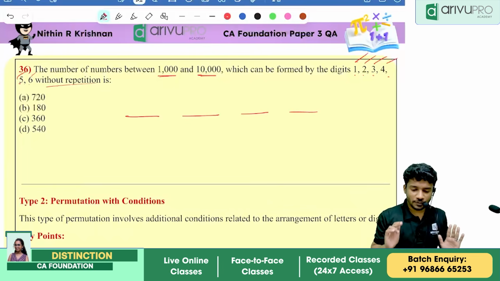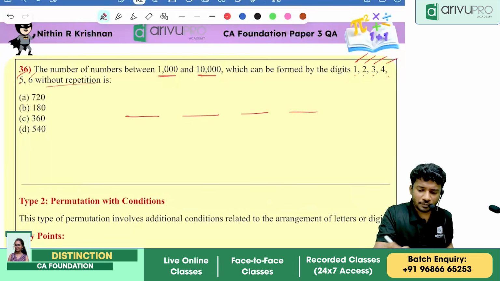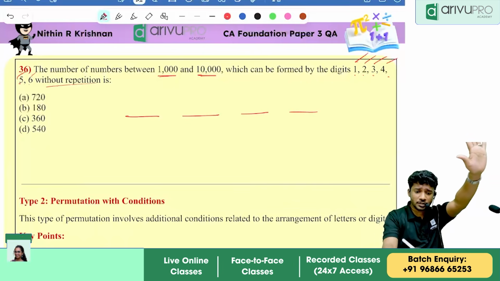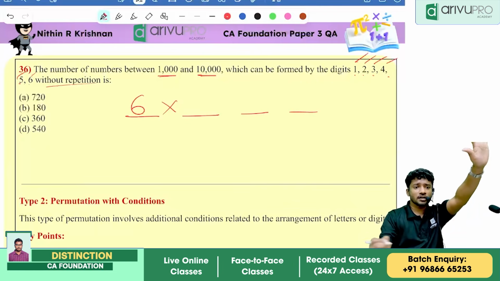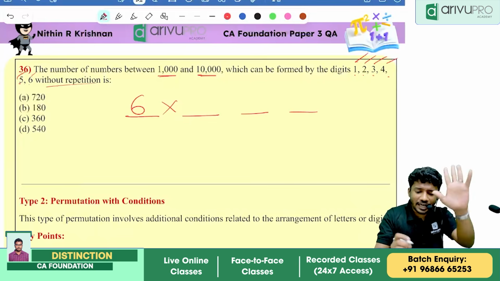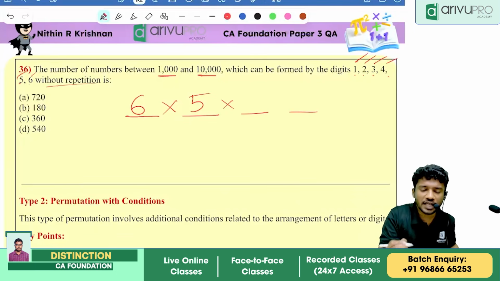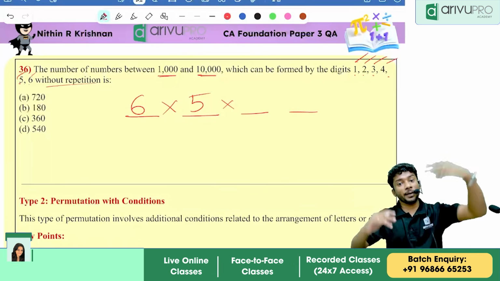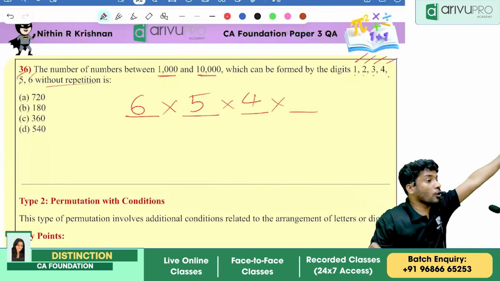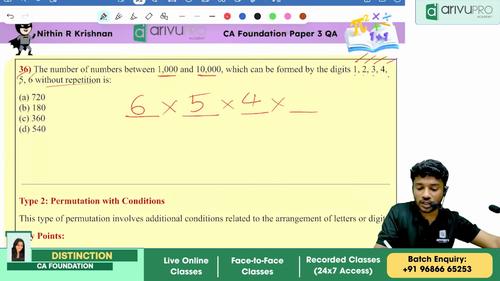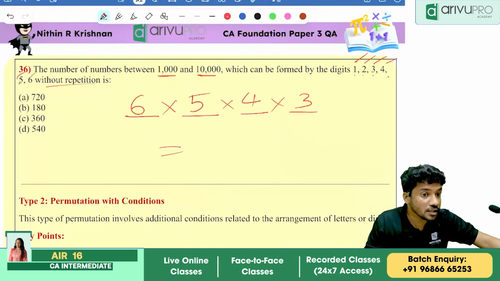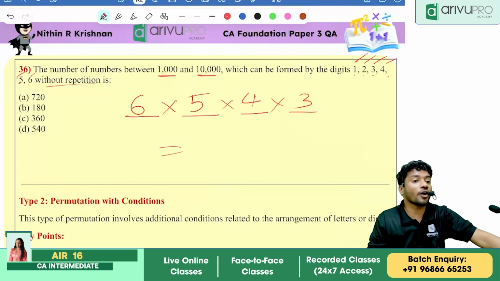The shortcut method is like this. People, 1, 2, 3, 4, 5, 6 are there. Any of the 6 numbers can sit in the first place. One person already sat. How many are remaining? 5 are remaining. Any of the 5 can sit in the next place. 2 people already sat. How many are remaining? 4. Now 3 people already sat. How many are remaining? 3. This is your answer. 6 into 5 into 4 into 3. How much is it? Without repetition. How much is the answer?